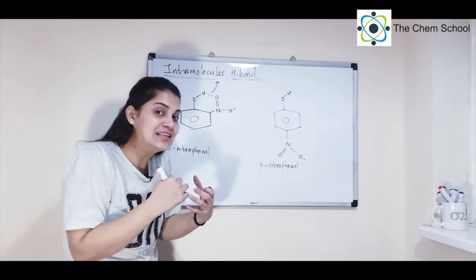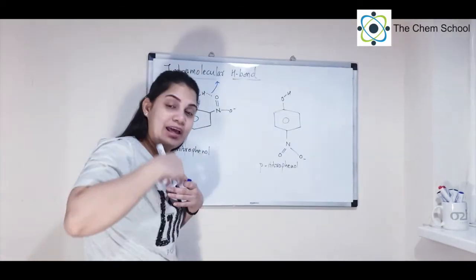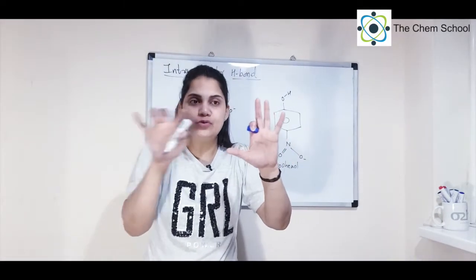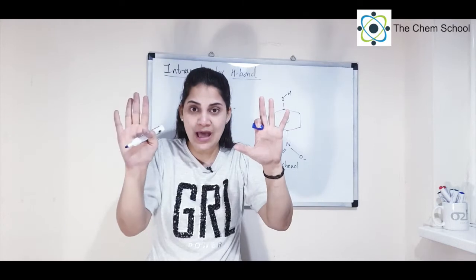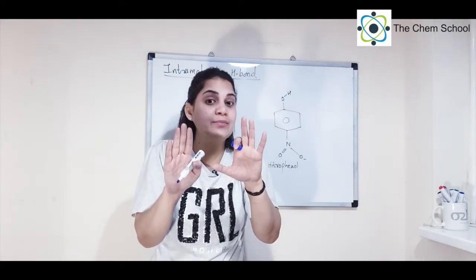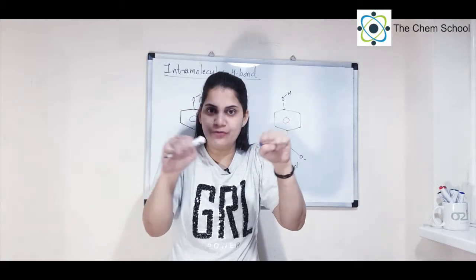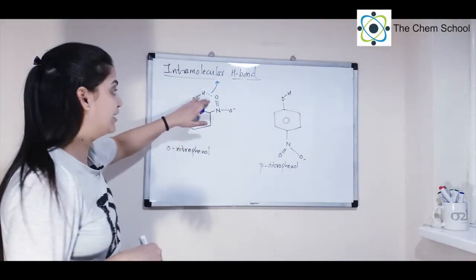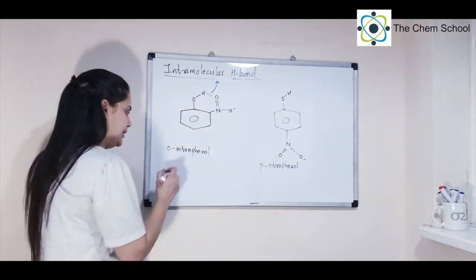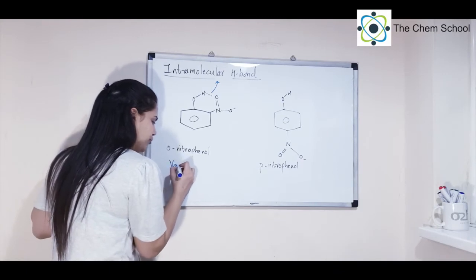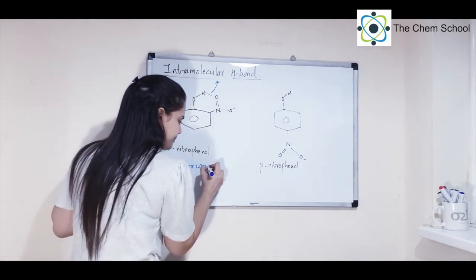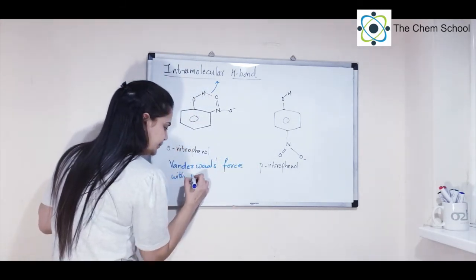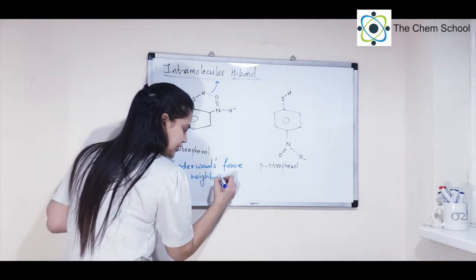Clear? The next thing to remember is that whenever you have intramolecular hydrogen bonding, it is present within the same molecule. So which type of force will exist with the neighbor? If you have two orthonitrophenol molecules, what is the force of attraction between them? It is van der Waals force. Two orthonitrophenol molecules have van der Waals forces amongst themselves, but within the same molecule they have hydrogen bonding. I repeat, they have van der Waals forces with the neighboring molecule.